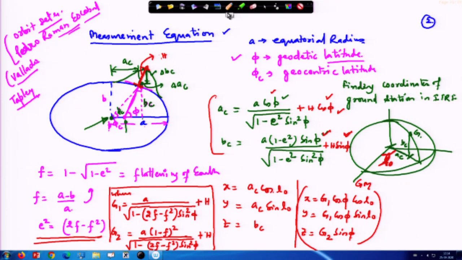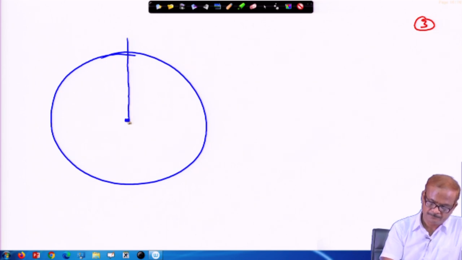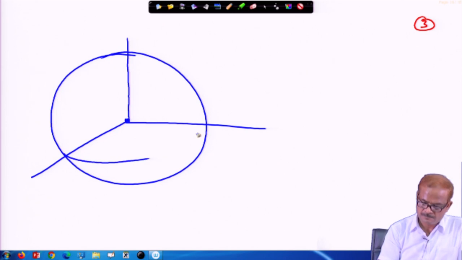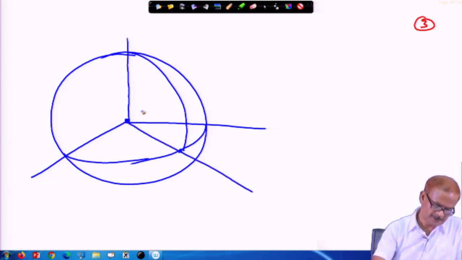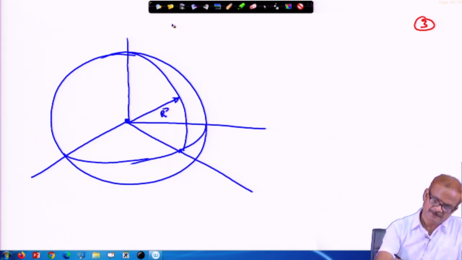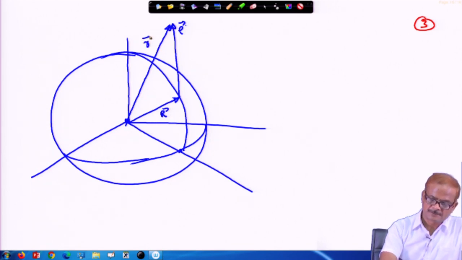Okay, now we go to this point again. So, this is your ground station and this is the rho vector, and from the center of the earth to this place, this is the radius of the earth. Let us say this is the r vector, this will be known to you. We go on the next page. For simplicity, I am not drawing the ellipsoid, rather showing it in a straightforward manner. So, let us say this is r, and from here you have the rho vector, and this is the r vector.